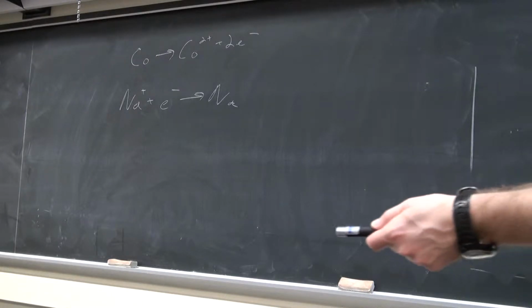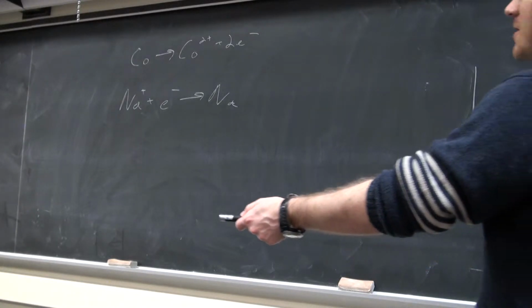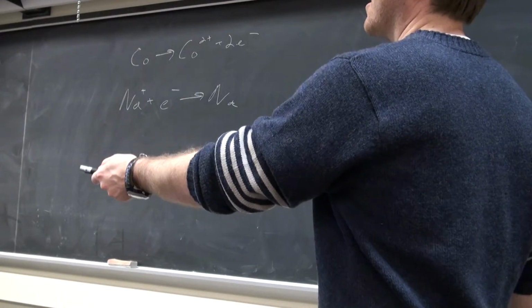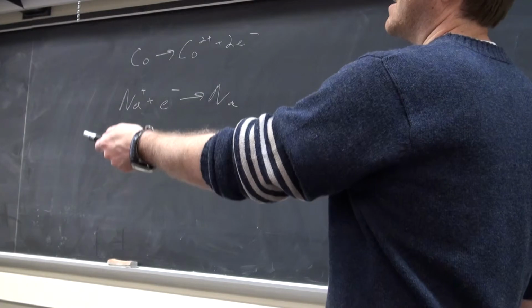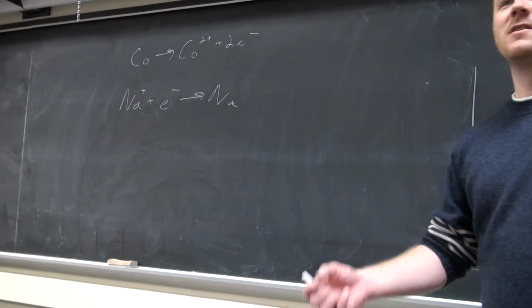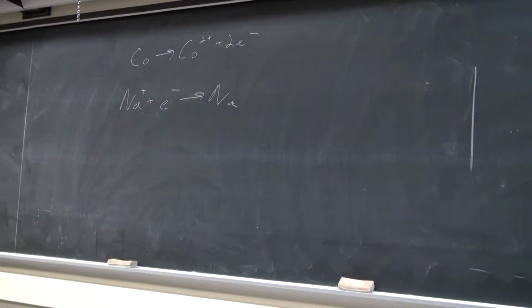Sodium's not on here because it's way down here. Sodium definitely likes to be oxidized. Cobalt's not on here either. So I will give you the metals that are actually on this table if I ask you a problem like that.